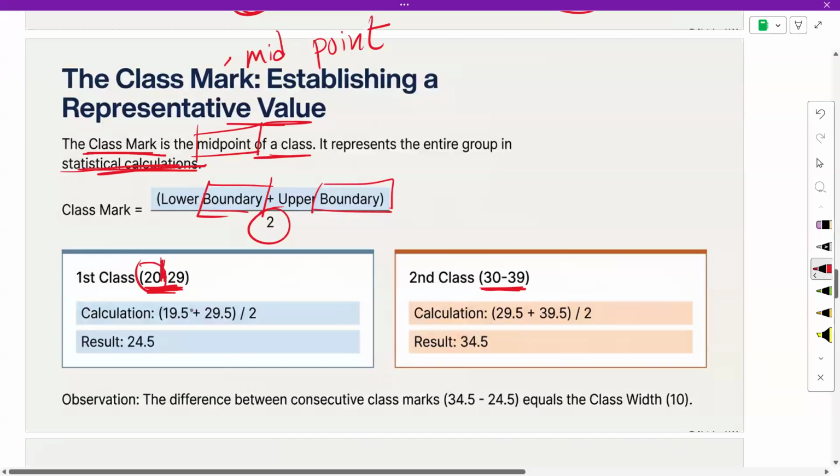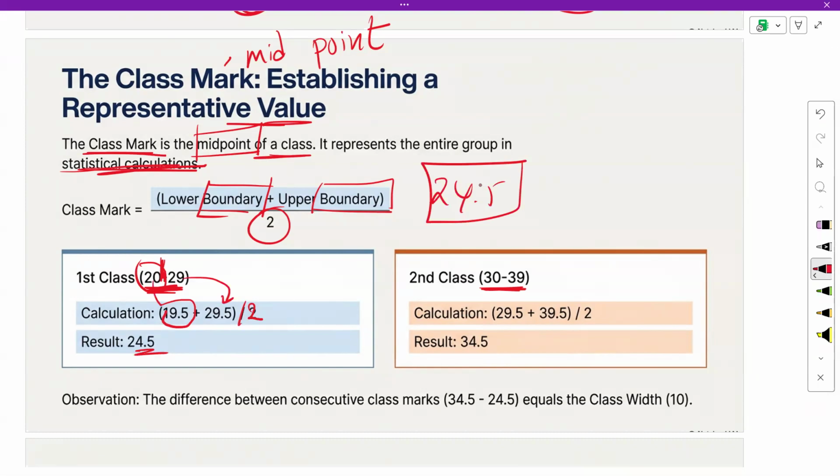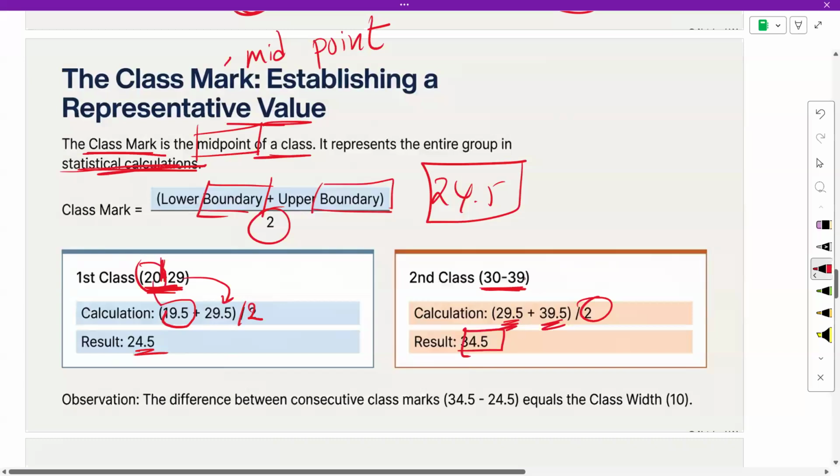Here, the lower boundary is 19.5 and this is 29.5, divided by 2. The result is 24.5, the middle value. 24.5 is the class mark. And when you look at this one, 29.5 plus 39.5, divided by 2, we get 34.5. So this is the class mark, and we call them X.